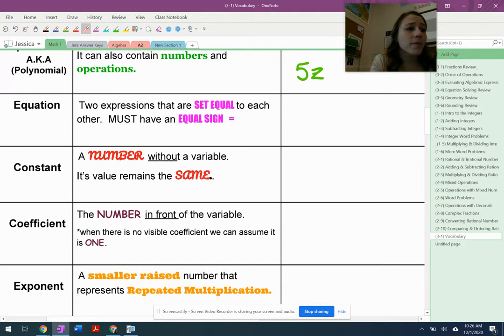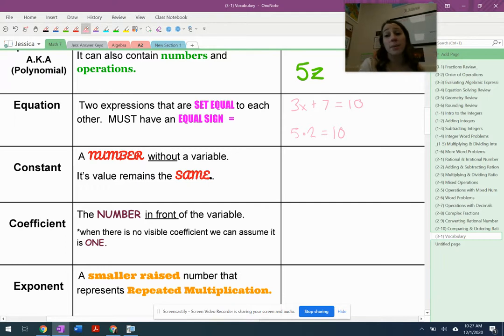So an example of that, it could have variables or it could not. We're going to deal with a lot of things that have variables. So something like 3x plus 7 is equal to 10. An equation could also be without variables. 5 times 2 is also equal to 10. Both of those are examples of equations because they both have equal signs in them.